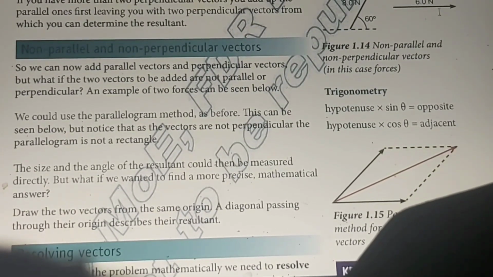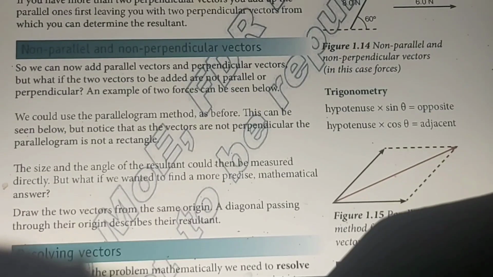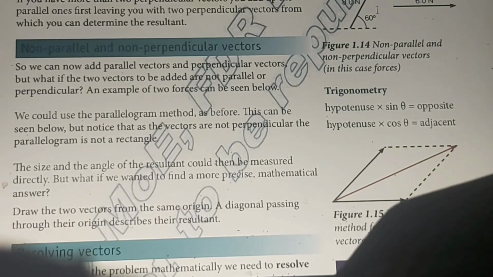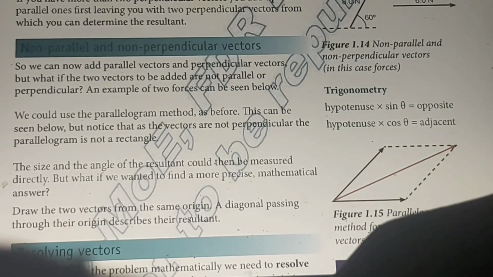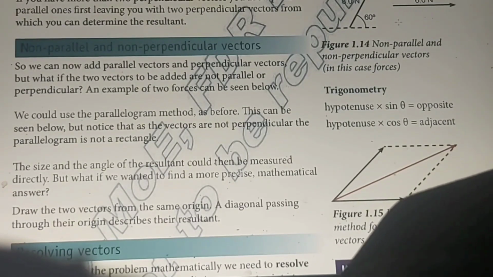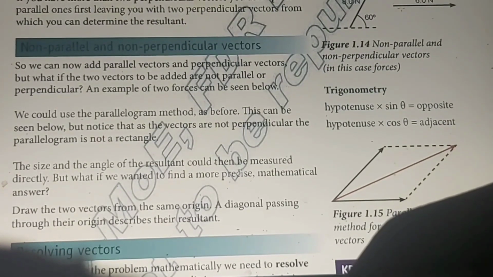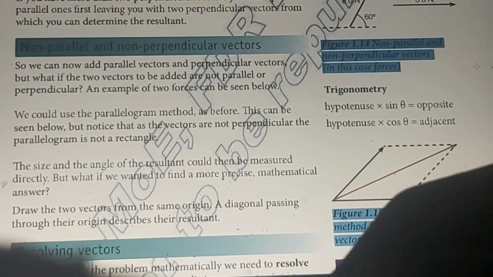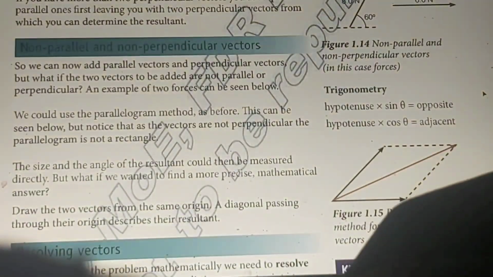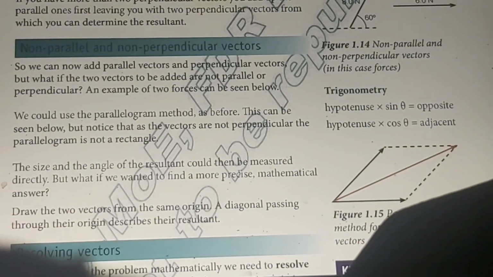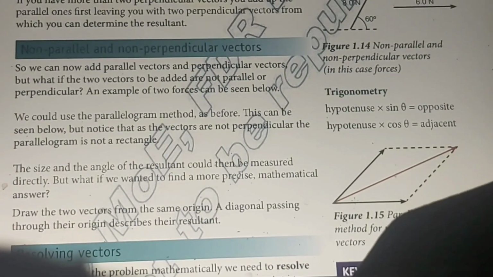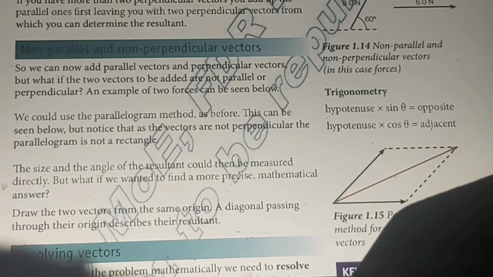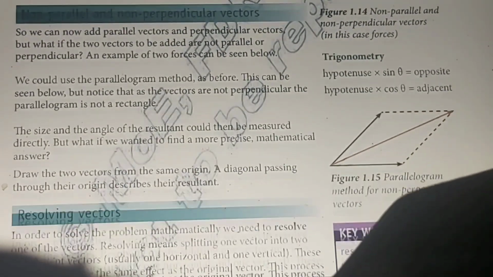Then combining. This will have a horizontal and a vertical component. By splitting this given vector, we can solve it with the 6 Newton. Then we can have the resultant. This is the parallelogram method for non-perpendicular vectors. For non-perpendicular vectors, we can have the side and also the angle by this method.